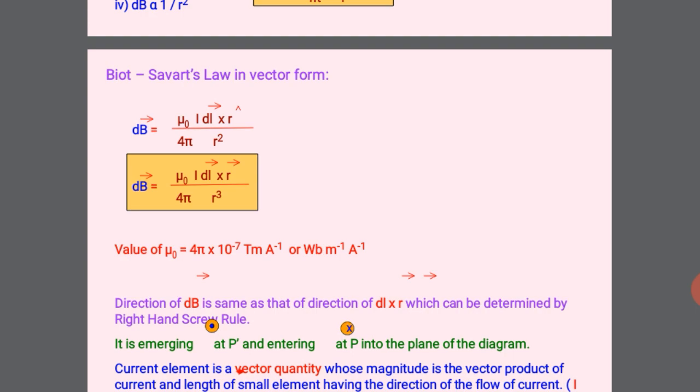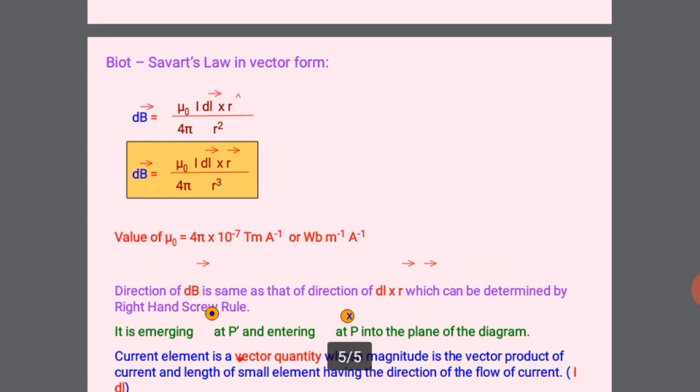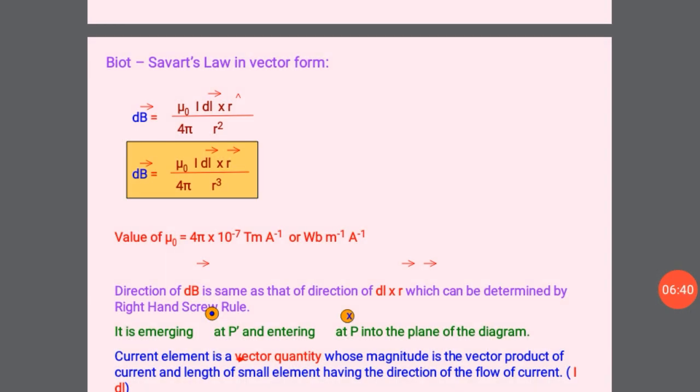The direction of the magnetic field at point P can be calculated by the rules discussed above.